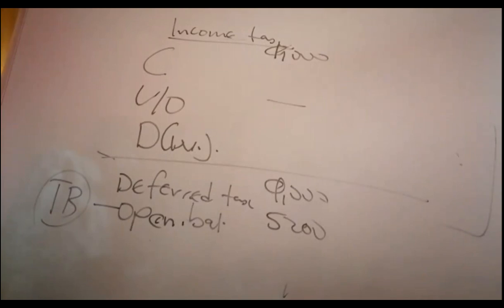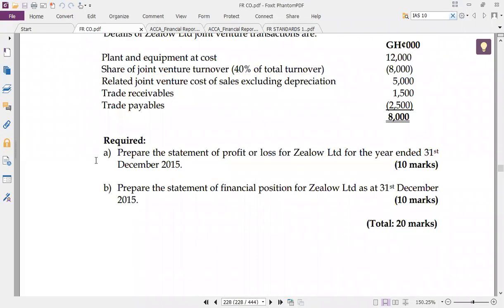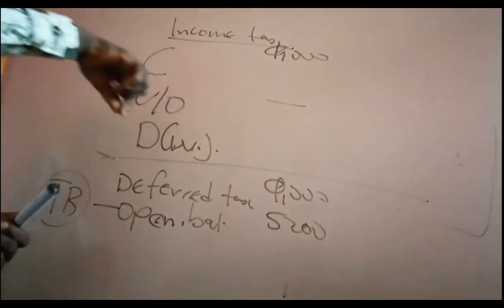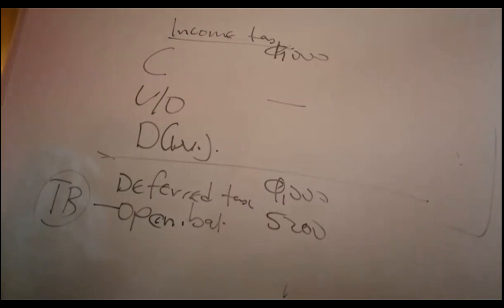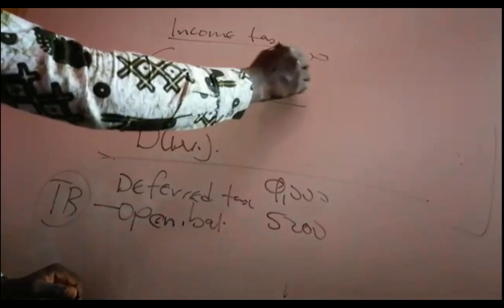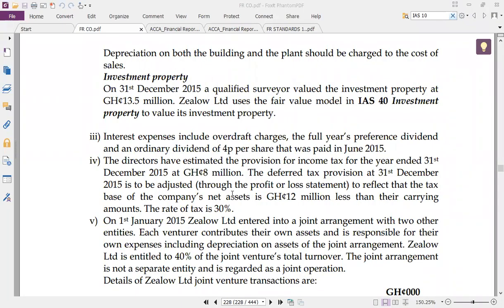Now let's go to the footnote. Whatever they inform us, we work on it. Now note 4. Directors have estimated the provision for income tax for the current year. If they don't state current year in the question, they will quote the year for you. So take note. In the current year, which is what? 8 million. So that's 8,000. So let's go and put it in. It's 8,000. No under or over. Why? Because I can't see current year tax in the trial balance, and the footnote didn't say anything about it. So you are done.